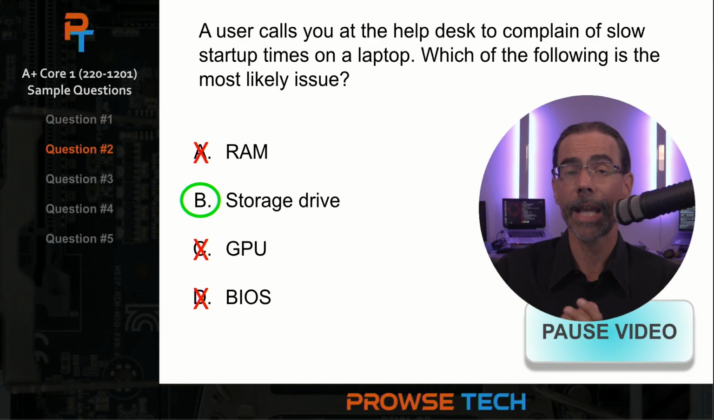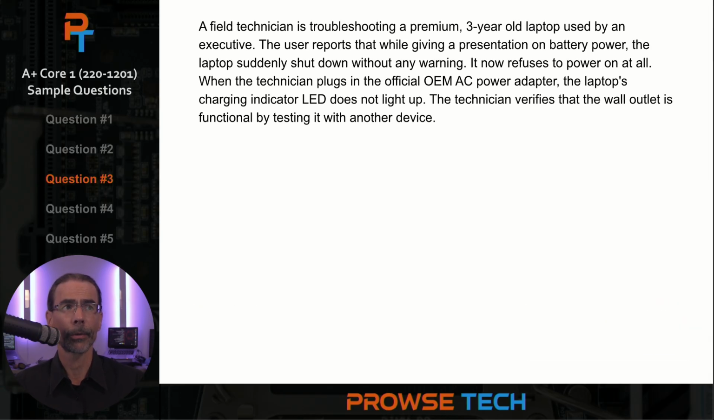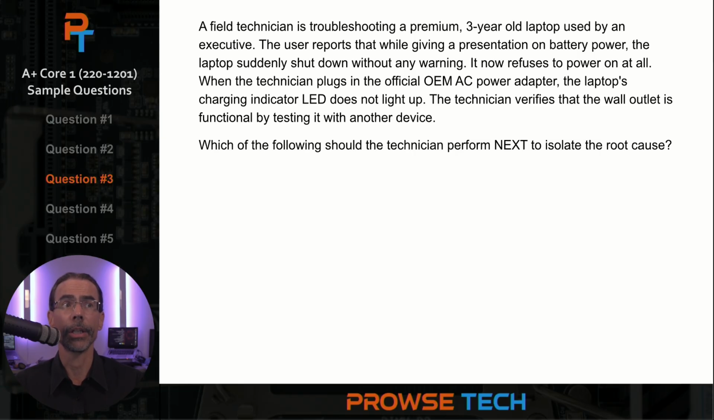Excellent. Another question down, but those first two were easy. Let's get into it a little bit more. Question 3. A field technician is troubleshooting a premium 3-year-old laptop used by an executive. The user reports that while giving a presentation on battery power, the laptop suddenly shut down without any warning. It now refuses to power on at all. When the technician plugs in the official OEM AC power adapter, the laptop's charging indicator LED does not light up. The technician verifies that the wall outlet is functional by testing it with another device. Which of the following should the technician perform next to isolate the root cause?